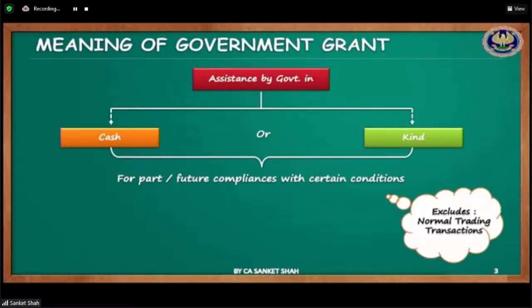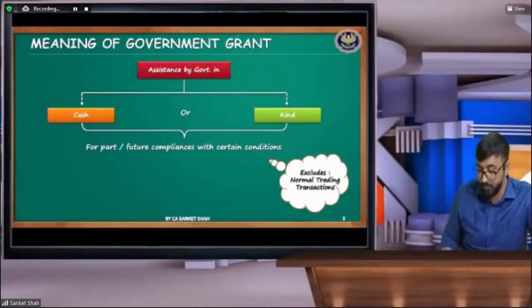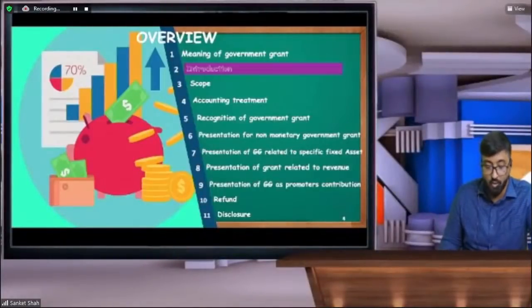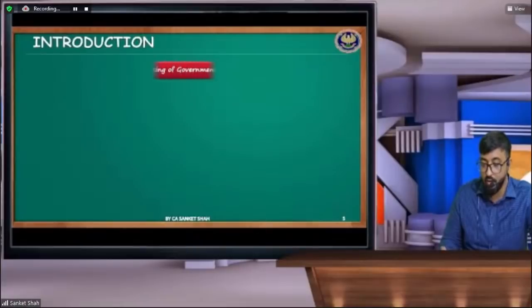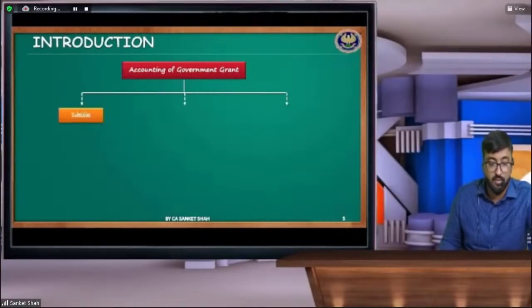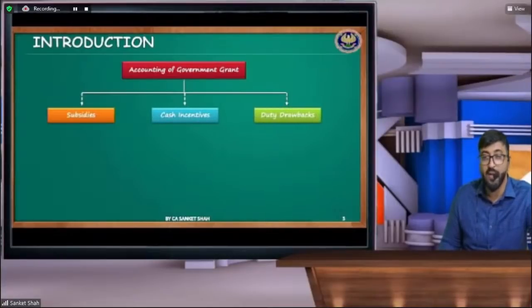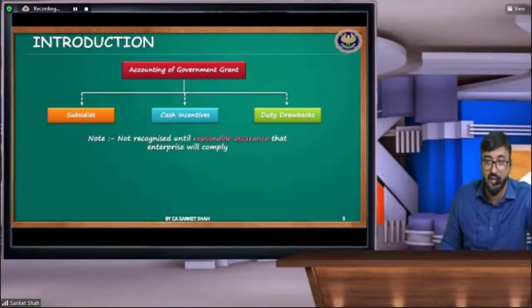Second one. Now, what is the introduction part? Introduction part, accounting for government grant. So basically subsidies, cash incentives, and duty drawbacks. Duty drawbacks will be taken care by your GST faculty. I'm not going to explain it now because duty drawback is something which is a subsidy, one type of subsidy you can say. Not recognized till reasonable assurance that enterprise will comply.